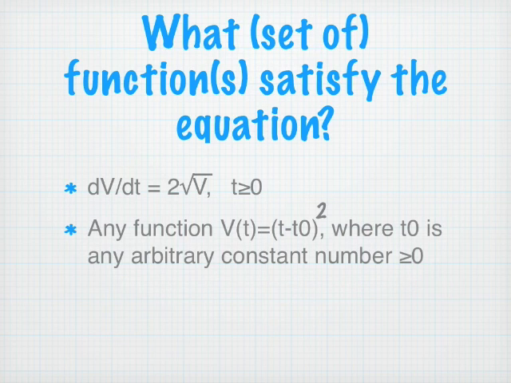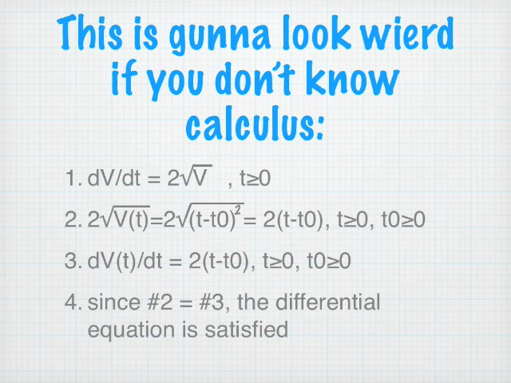Okay, so what set of functions satisfy this equation? It turns out it's really ambiguous. There's a whole family of functions which satisfy this equation: V(t) equals (t minus t0) squared. Any of these, right? Think of t0 as a knob. We can twiddle this knob. As long as t0 is greater than 0, we can twiddle this number to any number that we want to, and this function will satisfy the differential equation.